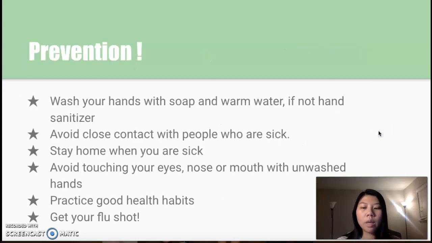So a couple ways to prevent yourself from getting sick with the virus is to wash your hands with soap and water. If that's not available, then use hand sanitizer. Avoid close contact with people who are sick. Stay home when you're sick. Avoid touching your eyes, nose, or mouth with unwashed hands. Practice good health habits like cleaning and disinfecting frequently touched surfaces, getting plenty of sleep, being physically active, managing your stress, drinking plenty of fluids, and then also getting your flu shot.